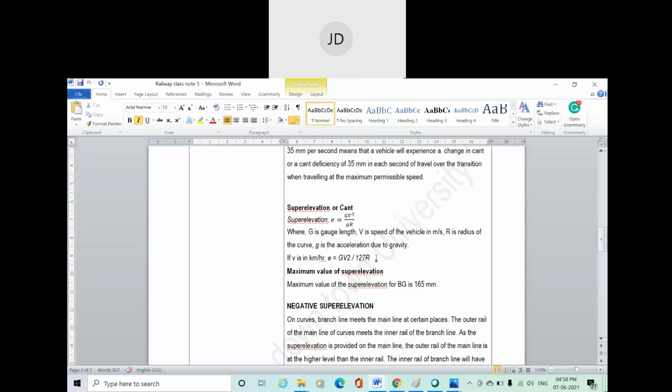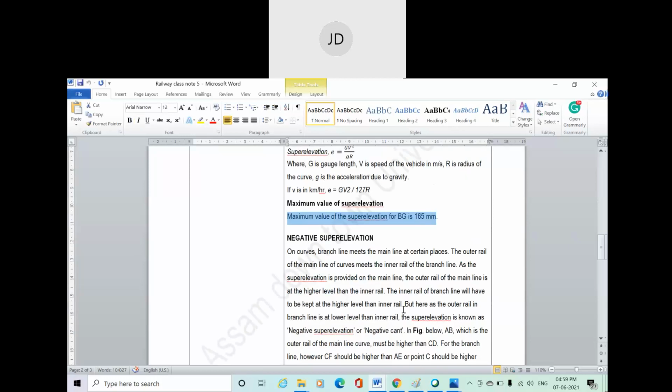It's very important; in some exams this is asked. GV squared by gR is for speed in meter per second, and if the speed of the train is in kilometer per hour, e becomes GV squared by 127R. And the maximum permissible superelevation for broad gauge is 165 millimeter. These things have to be remembered.